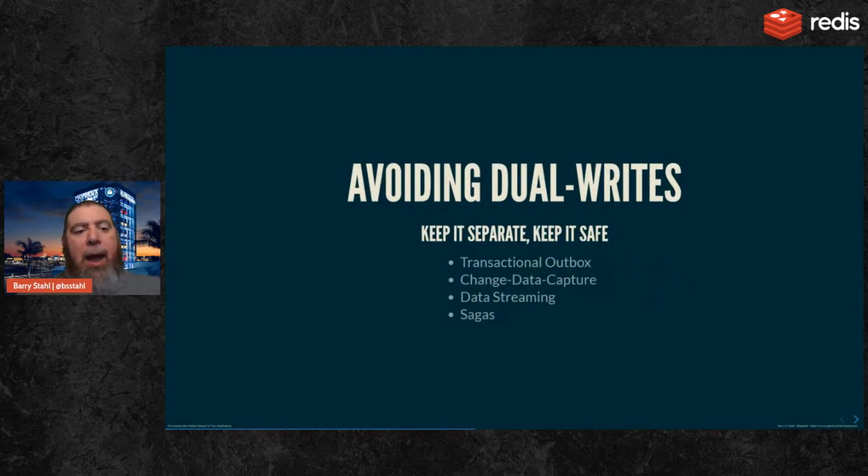So let's spend the rest of this talk talking about how we can avoid them. And the gist of it is that we need to keep it separate in order to keep it safe. Don't do two things at once. So we're going to look in detail at 3 different patterns that allow us to keep these things separate. And then we'll talk a little bit about sagas, that it's kind of putting it all together in the saga pattern.